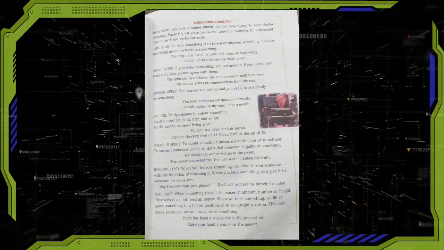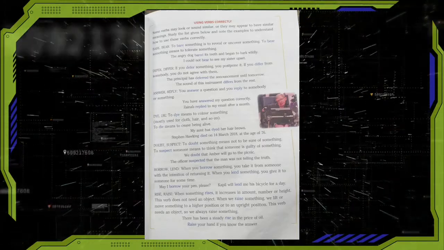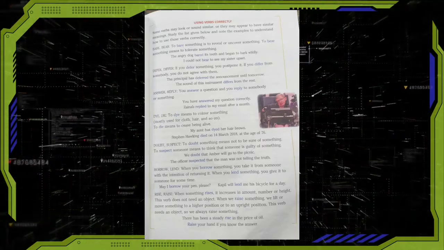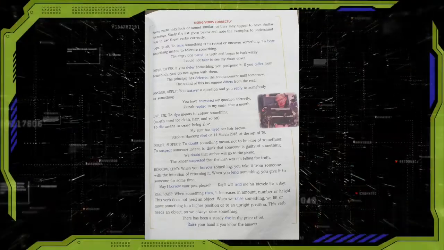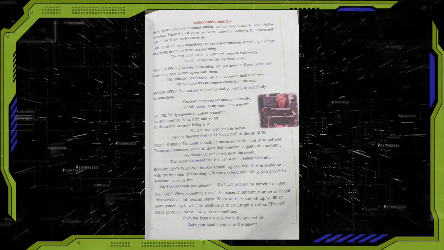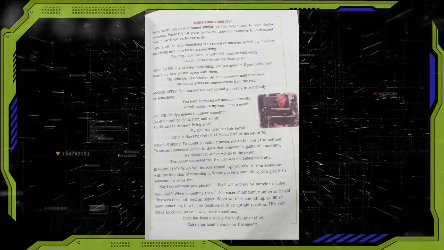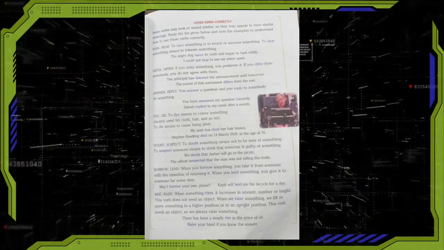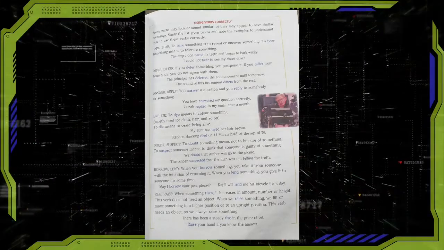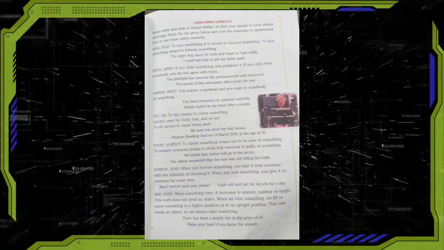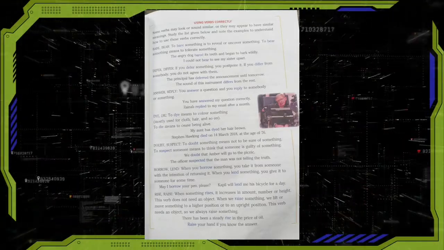Next word is rise, raise. When something rises, it increases in amount, number or height. This verb does not need an object. When we raise something, we lift or move something to a higher position or to an upright position. This verb needs an object, so we always raise something.